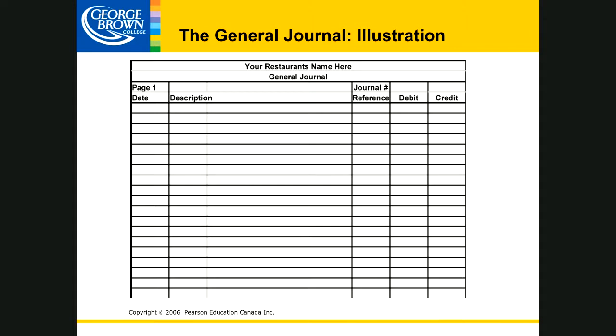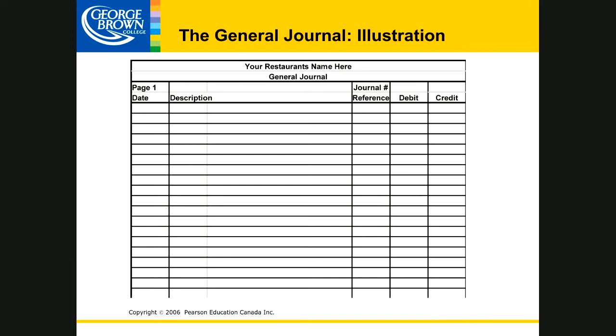In the middle, we have a column called description. For each transaction, we first have to list the 2 accounts that are being affected, and then after we've listed which accounts are being affected, we have to give the transaction a general description. So, purchased inventory, or to record the purchase of inventory.